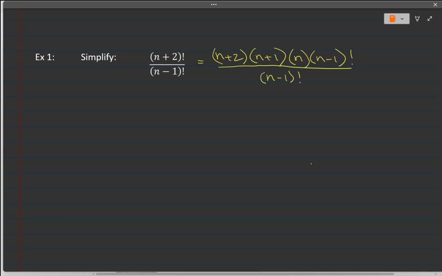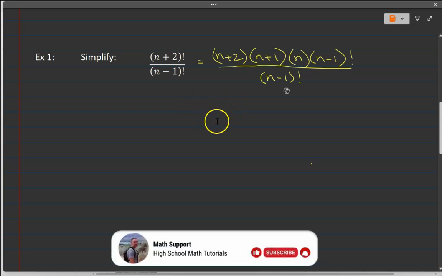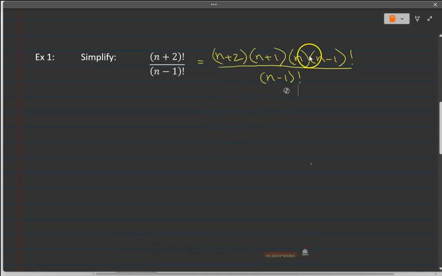Everything that you've learned about factors, common factors, GCF, everything that you've learned in algebra, now it applies here. And notice that the common factor at the top and bottom is (n minus 1) factorial, and you divide, and that's 1. So the final answer in here will be (n plus 2) times (n plus 1) times n. I put n in a bracket. I don't need to do that. That is the final answer for example number 1.